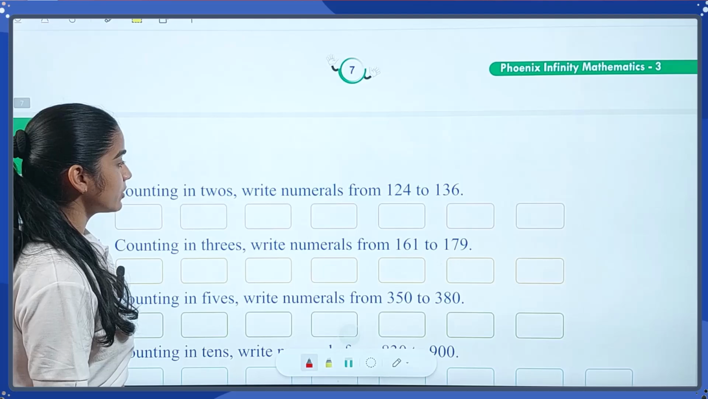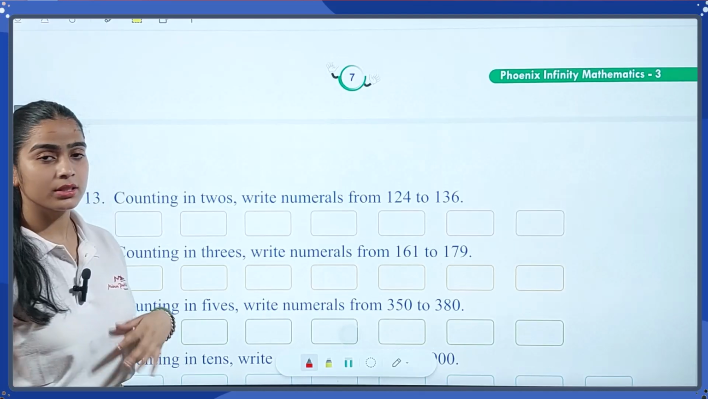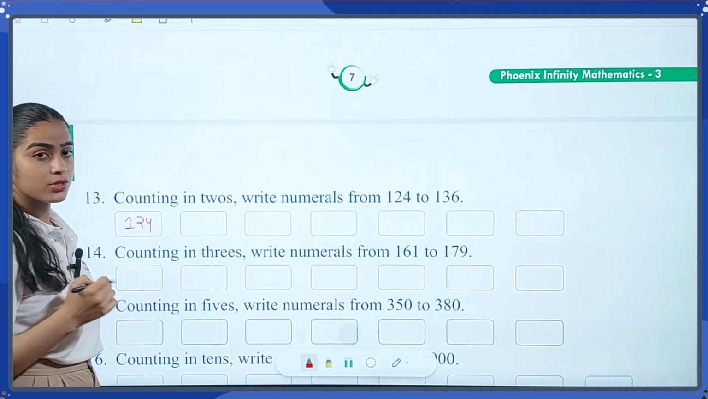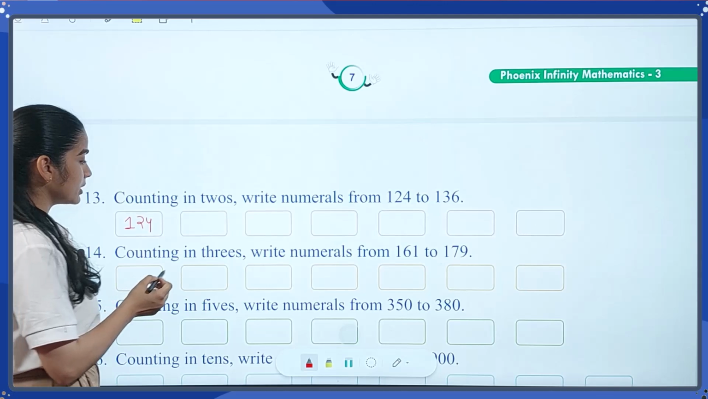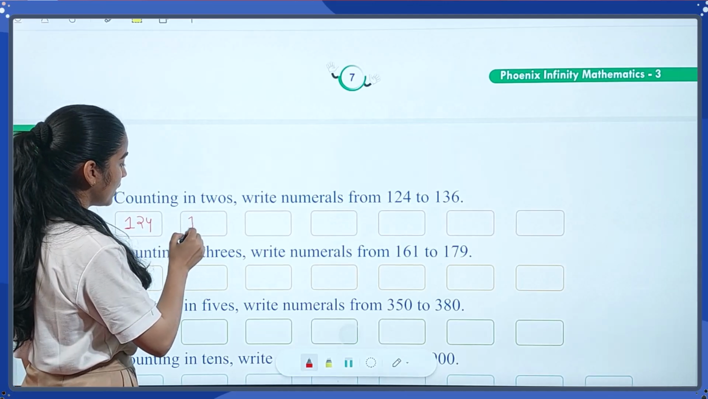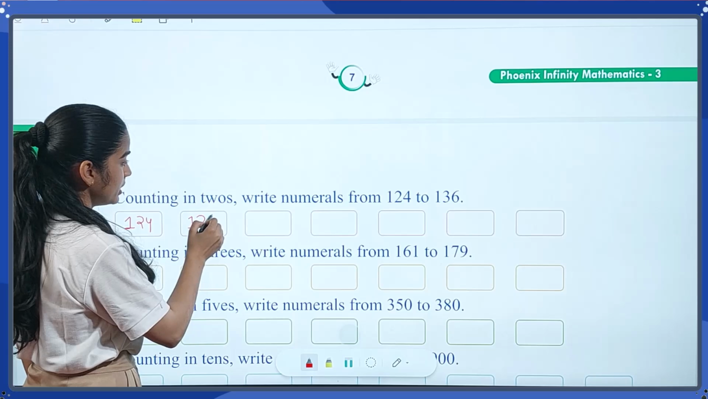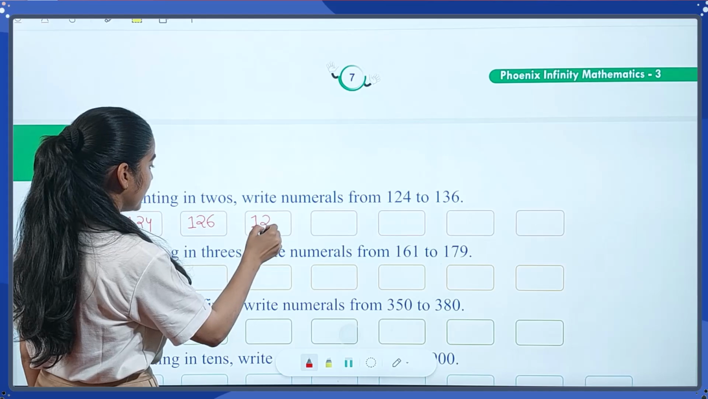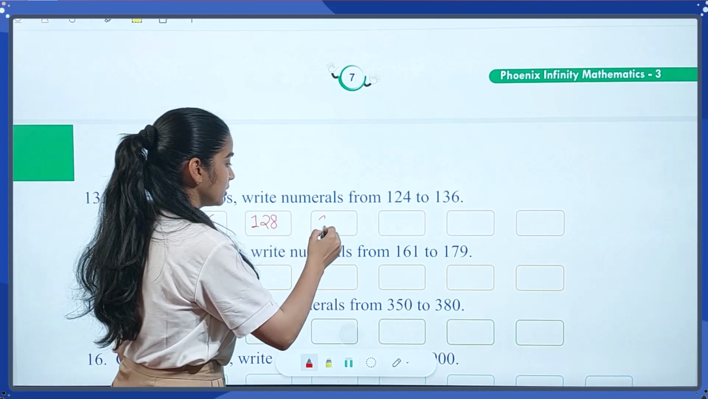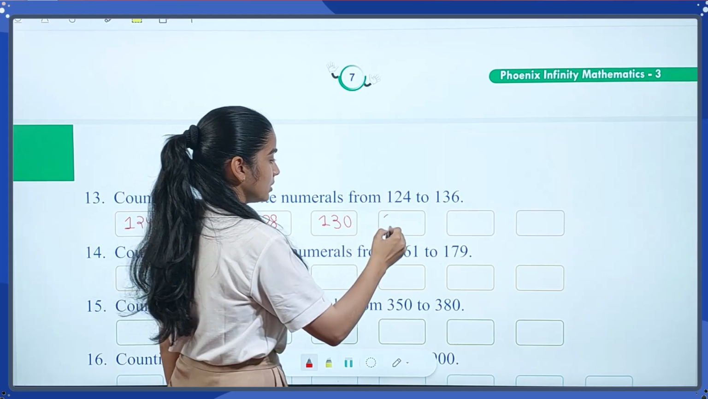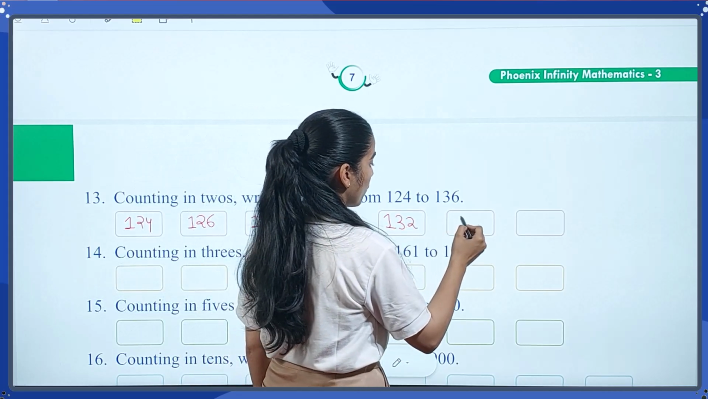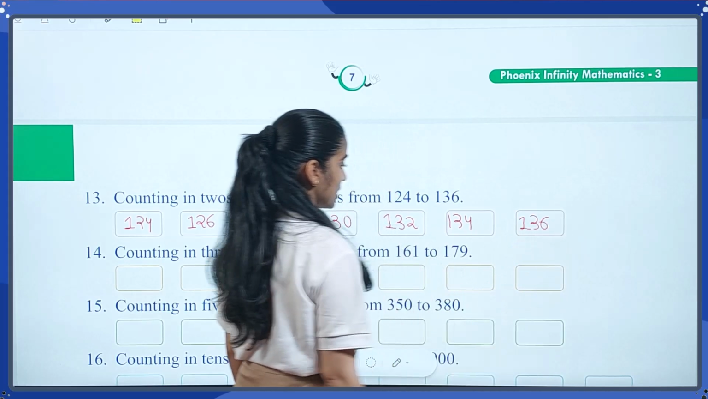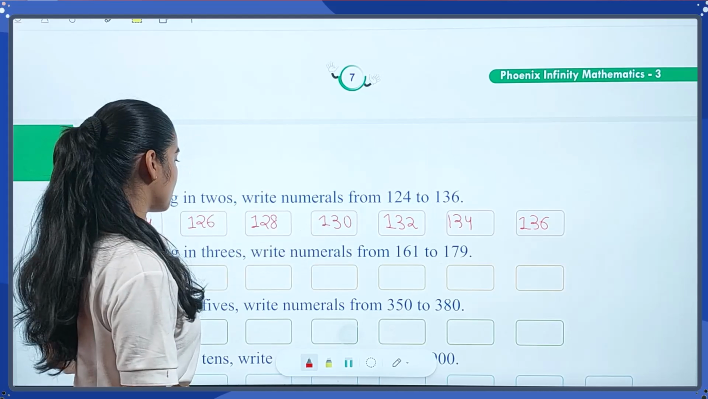Counting in twos, write numerals from 124 to 136. So first we write 124. After that we have to skip two numbers, so 125 and 126. So after that we have 126, 128, then 130, 132 and 134, and the last we have 136. So by skipping two numbers you can write your numbers like this.